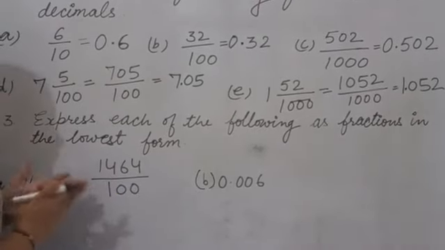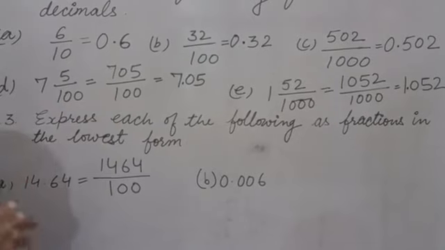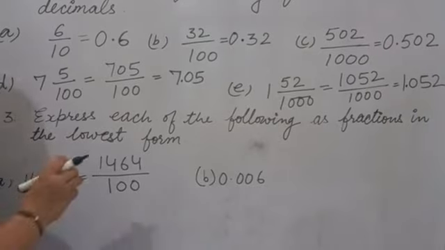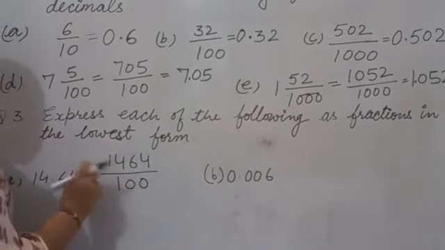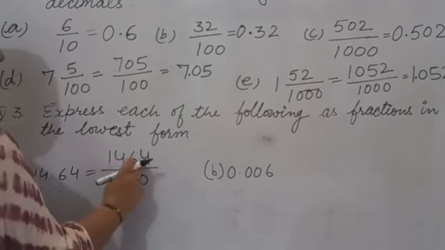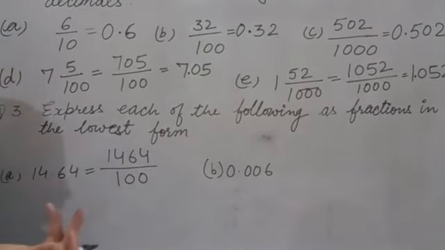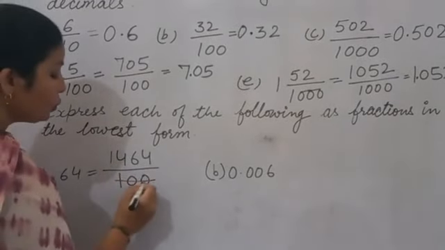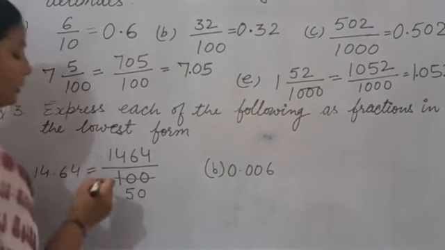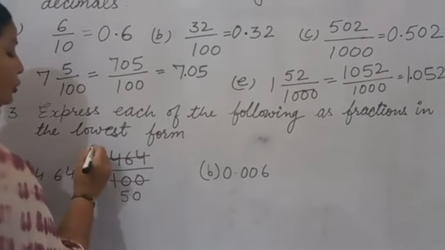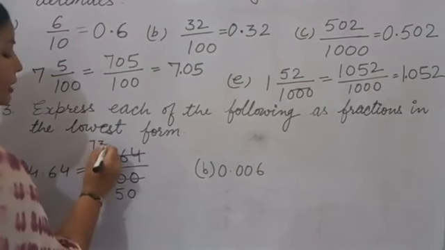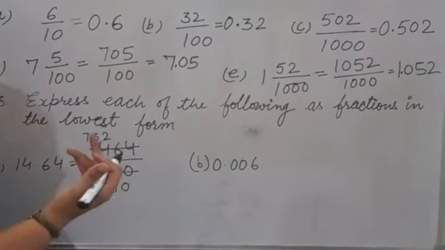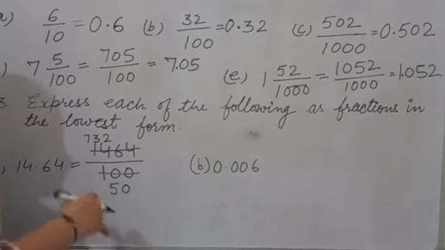Now we will check whether numerator and denominator come in the same table or not. If they do, we will divide by that number. Then it will come in lowest form. We see that 1464 and 100 both come in the 2 table. So we will divide by 2. 2 5s are 10 and 2 zeros are 0. Numerator also comes in the 2 table. 2 7s are 14, 2 3s are 6, 2 2s are 4. Again this is an even number, so again it comes in the 2 table and the denominator also comes in the 2 table.